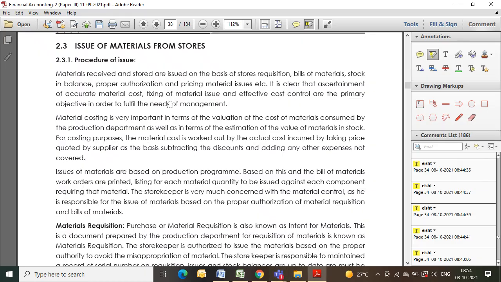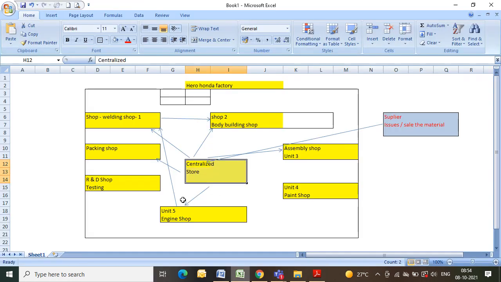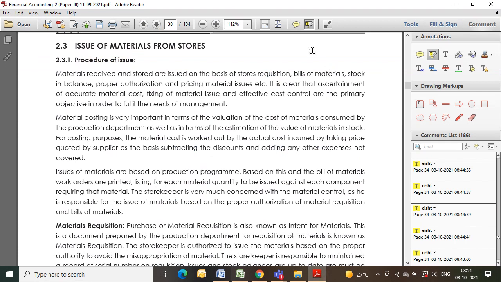So, issue of material, this is what I told you. Again, this chapter can be understood when you know this concept. So who issues materials, how they are issued, how they are accounted for. Stores receive material basis the store requisitions, bill of materials, store authorization, and pricing them also. So this is a complete process.